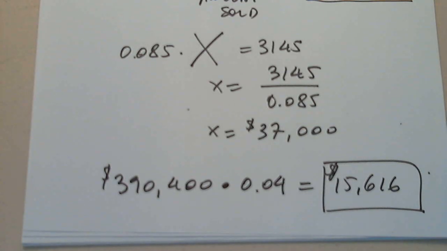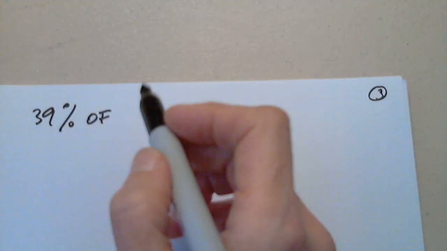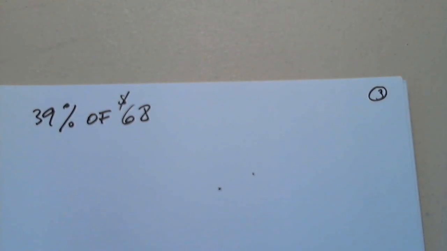Good. So let's talk about this discount. So this shop put on sale women's swimsuits for 39% off. So 39% does not mean anything. It's 39% of the original price. So 39% of, so original price was $68. Find the discount amount and the sale price.